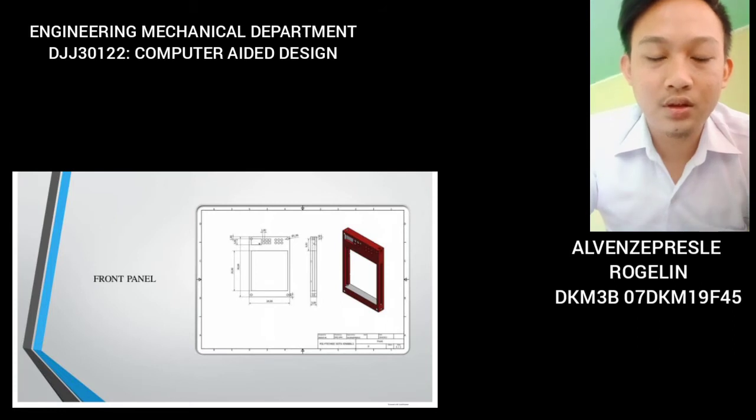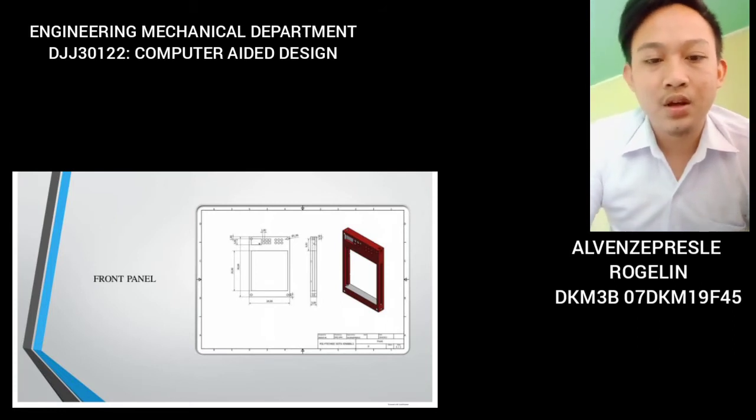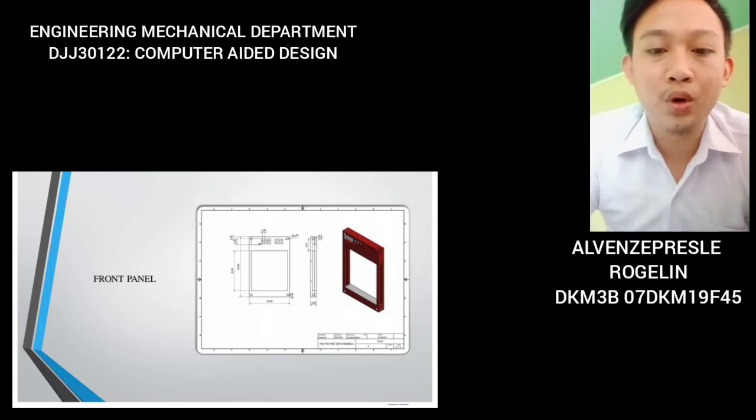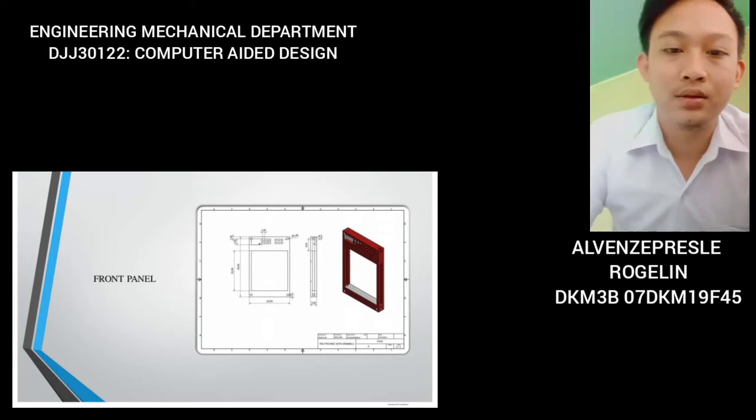Next part is the front panel. The front panel has 4 holes, and all those holes are 1 diameter, and the height of this front panel is 30 millimeter, and the length is 20 millimeter.